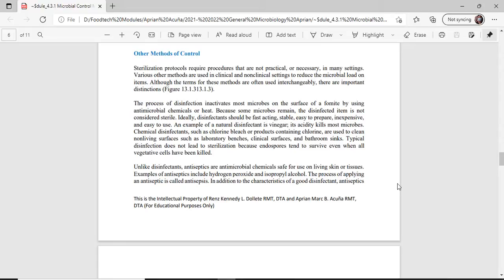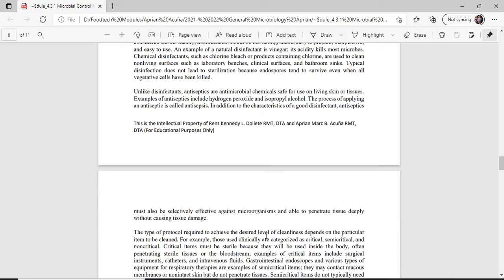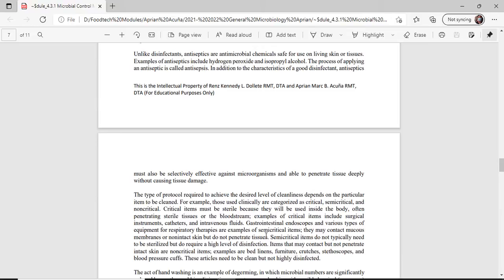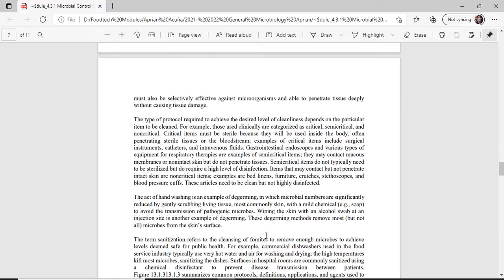Unlike disinfectants, antiseptics are antimicrobial chemicals safe to use on our living skin or on our tissue. Examples of antiseptics include hydrogen peroxide, H2O2, and isopropyl alcohol. The process of applying an antiseptic is called antisepsis. In addition to the characteristics of a good disinfectant, antiseptics may also be selectively effective against microorganisms and able to penetrate tissue deeply without causing tissue damage.